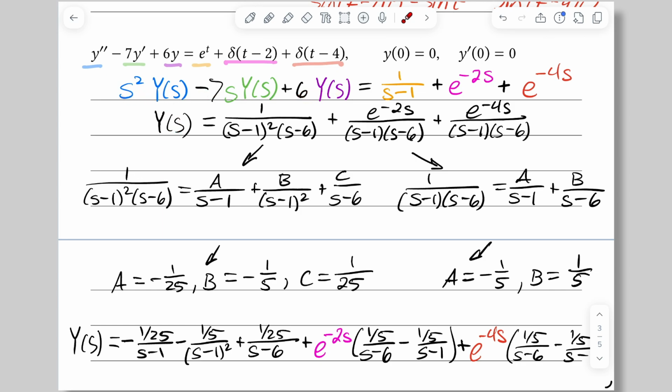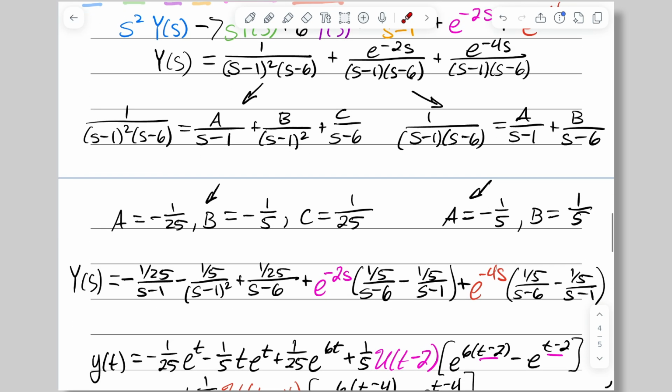Factoring out the y of s on the left and then dividing by the s squared minus 7s plus 6, also factored, gives us y of s is equal to 1 over s minus 1 quantity squared times s minus 6, plus two terms both with denominators of s minus 1, s minus 6. One numerator is e to the negative 2s, one numerator is e to the negative 4s. Those exponentials have nothing to do with each other and so should be separated for the duration of this process.